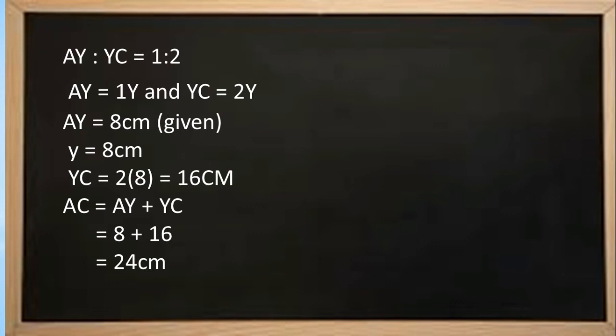In a similar manner, on the other side, the length of AC is AY plus YC and the ratio is 1:2. As AY is given as 8 centimeters, directly we can say that the value of y is 8 centimeters, and hence YC will be calculated as 16 and AC will be equal to 24. Now we know the value of AC, that is 24. We know the value of AB. Let us calculate what is BC.